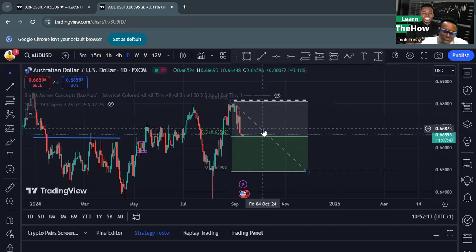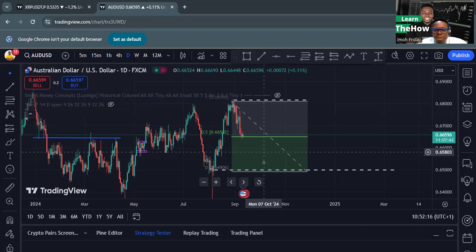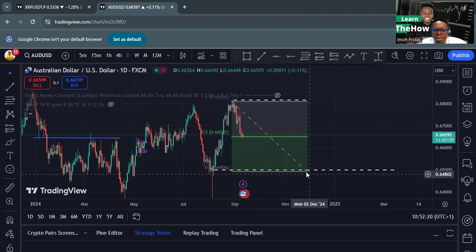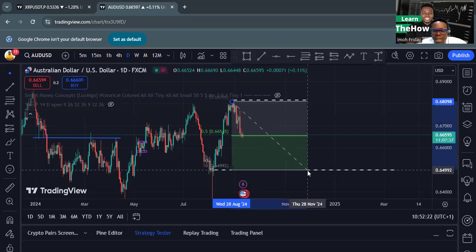If it pulls back to this point, I will enter a sell again with anticipation of it coming fully down to the 100% Fibonacci retracement. So this is one way to trade, guys. This is one way to trade that you'll be very glad following this strategy.